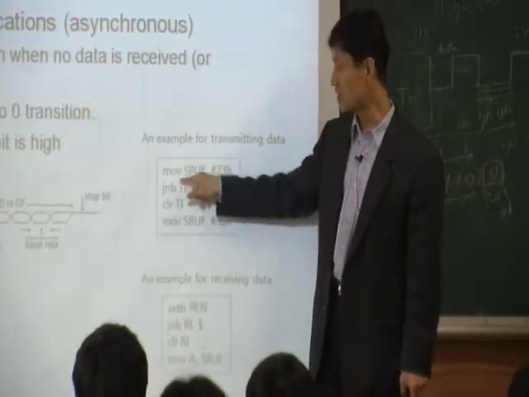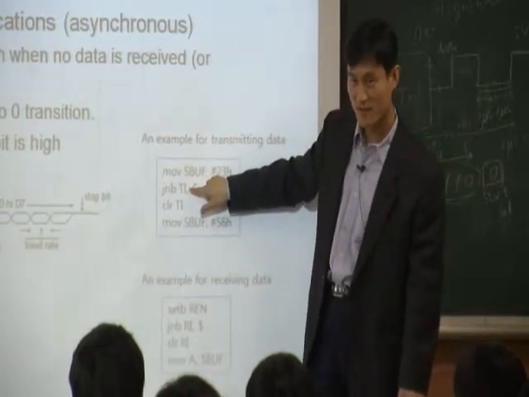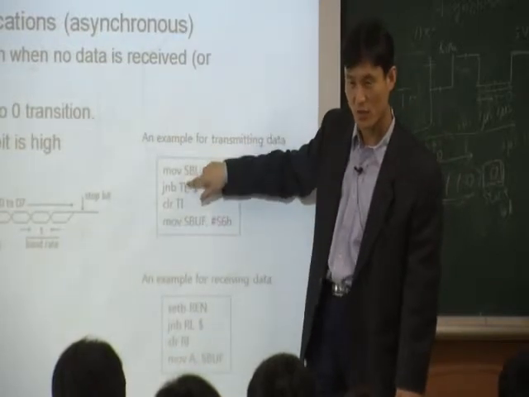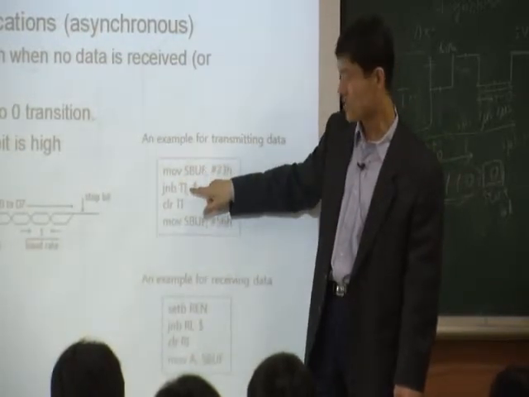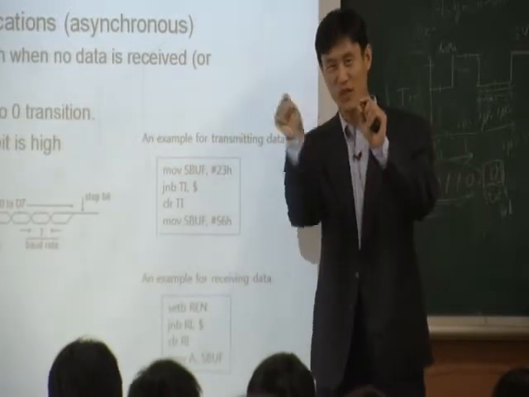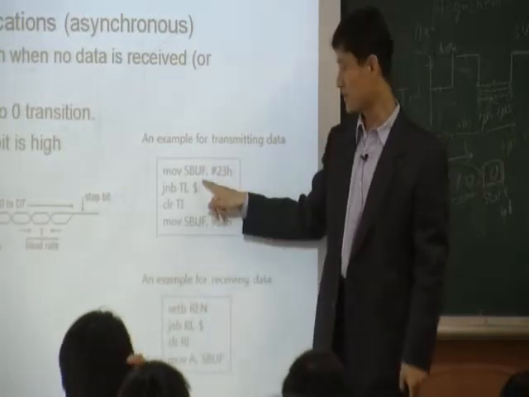This one basically means its own. It is jumping to its own. That's what they mean. What is its own? This one. It's looping within one instruction, jumping to its own. Okay, that's what they mean.